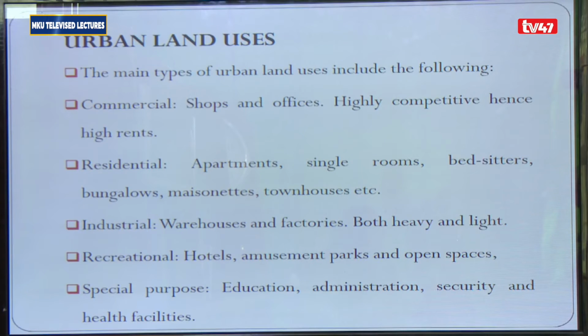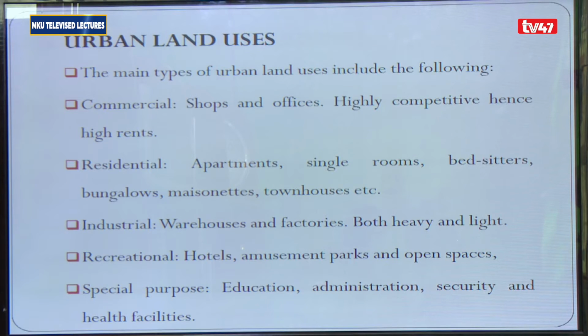Urban land uses, these are comprised of the various activities that are carried out within the urban space. And key among these is the commercial land use. The commercial, where we have the shops, the offices, and this has a very high competition because the CBD, as we shall discuss later, is the focal point, which is demanded so much by the business enterprises because of its ability to produce and its ability to generate revenue or income.